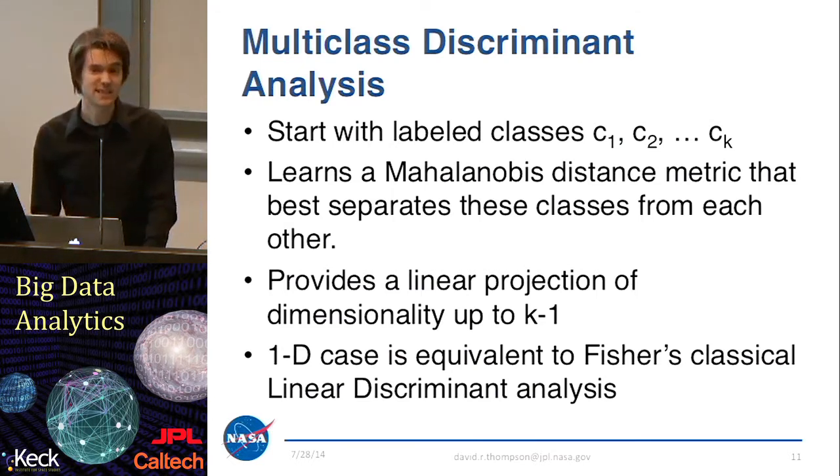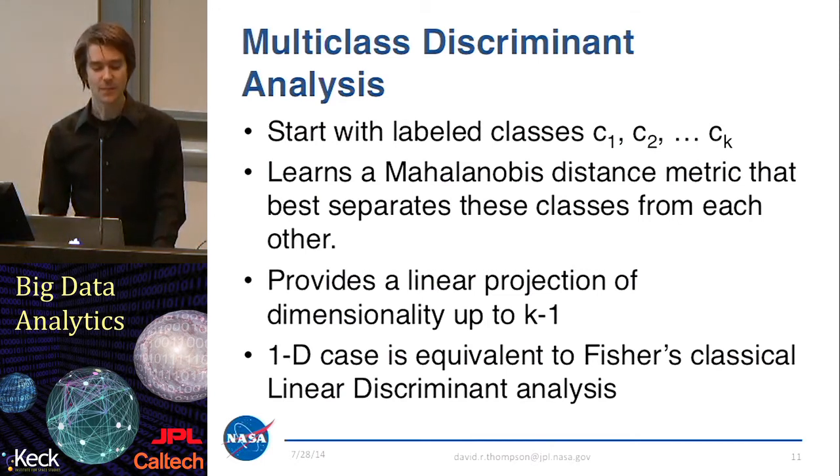So we start with our data set of data points that's labeled with up to k different values. The idea is to learn a Mahalanobis distance metric that best separates these classes from each other, where we'll define separation shortly. The output of this procedure is a linear projection of dimensionality up to k minus 1, right? So it will also reduce the dimensionality of our input space. And like I said, if we just use a 1D case with two classes, that's equivalent to Fisher's linear discriminant analysis.